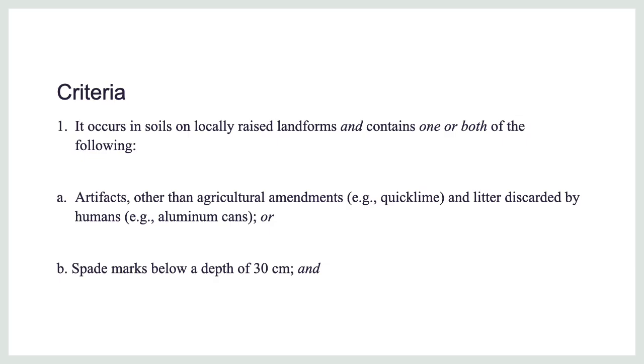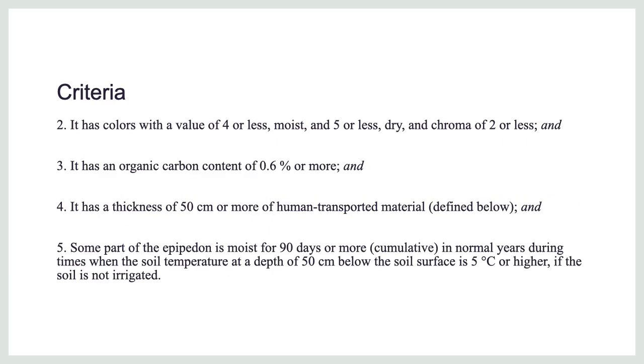they were produced and moved and transported by humans. Okay, other criteria: they should register a color value of 4 or less when moist and 5 or less when dry, and a chroma of 2 or less, so they should register dark colors as you saw in the pictures. It should register an organic carbon content that's equal or higher than 0.6%. It should register a thickness of 50 centimeters or more of materials transported by humans.